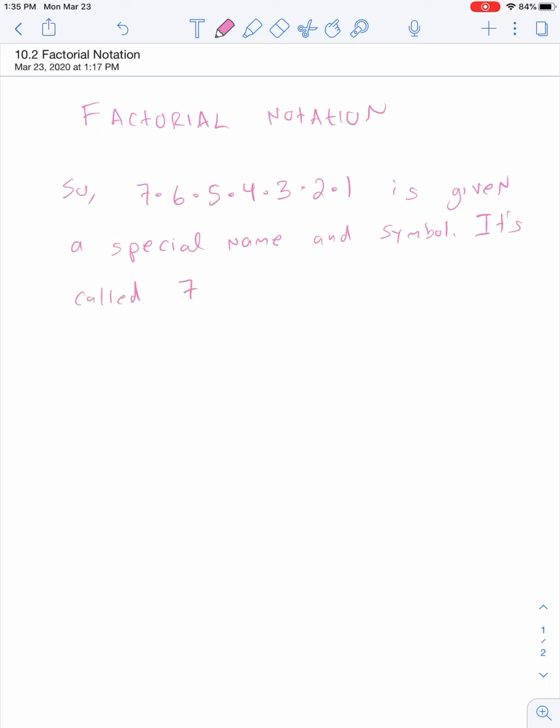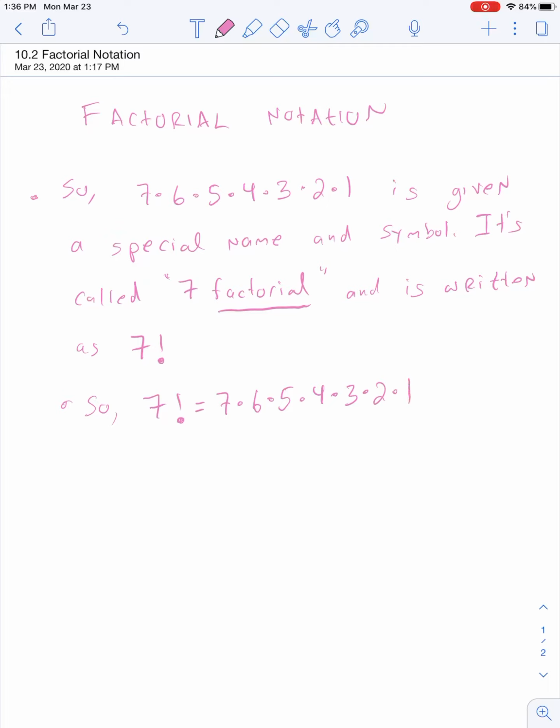It's called 7 factorial, and is written as 7 with what looks like an exclamation mark afterwards. So 7 factorial is just equal to 7 times 6 times 5 times 4 times 3 times 2 times 1. You can see it starts with the 7 and goes all the way down to 1.